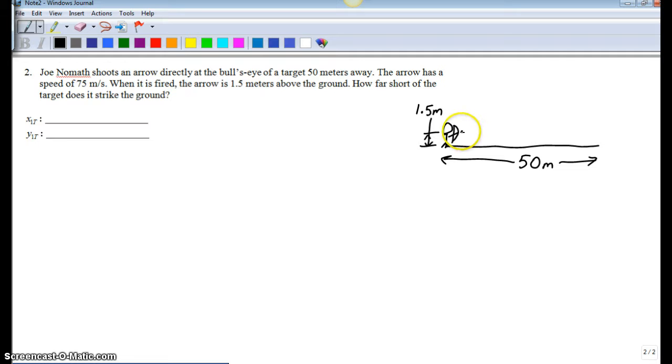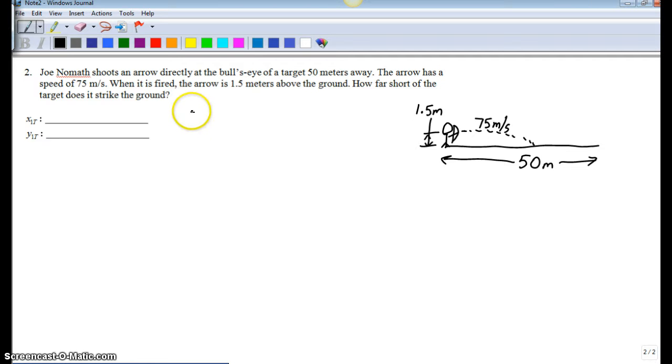And it is horizontal, so it's just straight out. I'm just going to draw something like that. I'm going to show 75 meters per second. So they're basically telling you it is going to land short. The question is how much short.